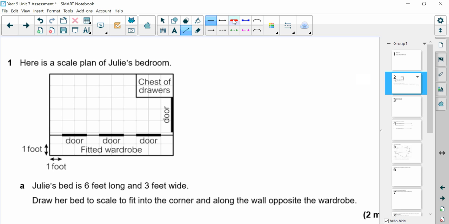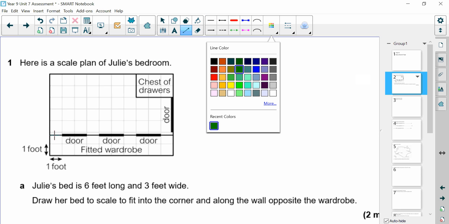Okay, the wall opposite the wardrobe is this one. So here's the wardrobe, opposite here, and we want it in the corner. It can't be in this corner because there's already a chest of drawers. So we know that the bed needs to be 6 feet long and 3 feet wide. You need to decide if it's going to go this way, so 6 down, 3 across, or if it's going to go 3 down and then 6 across. The only way it's going to fit is that latter one.